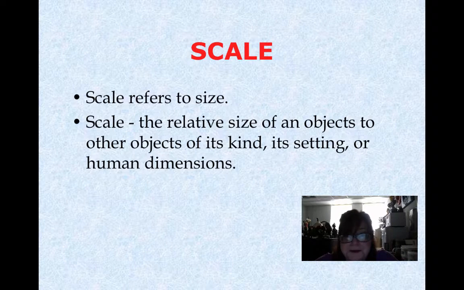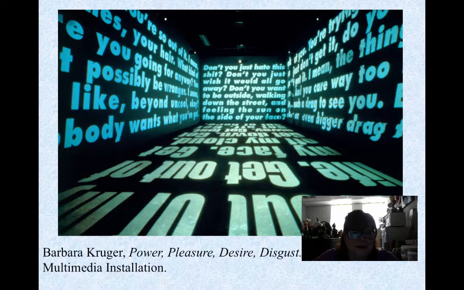And then scale is another way that artists use the principles of design. It refers to size, and scale is the relative size of an object to other objects of its kind, its setting, or human dimensions. So here we have another word piece by Barbara Kruger, Power, Pleasure, Desire, Disgust, where she has made the words humongous. They're huge, they're overwhelming, and it's meant to overwhelm you. And she's doing that with scale.